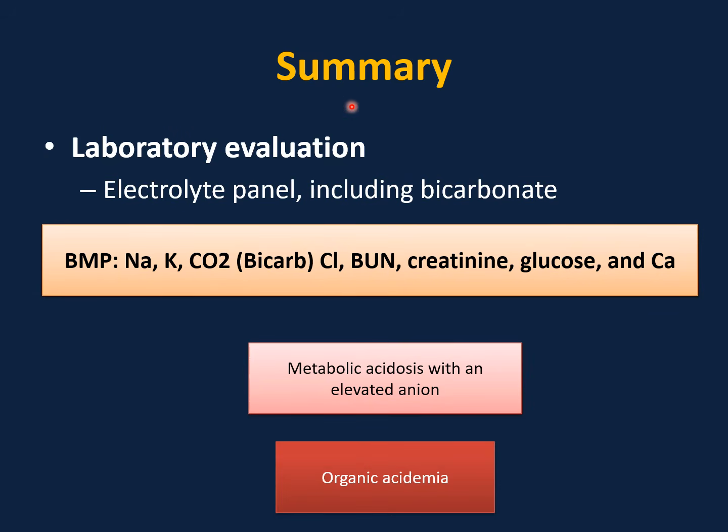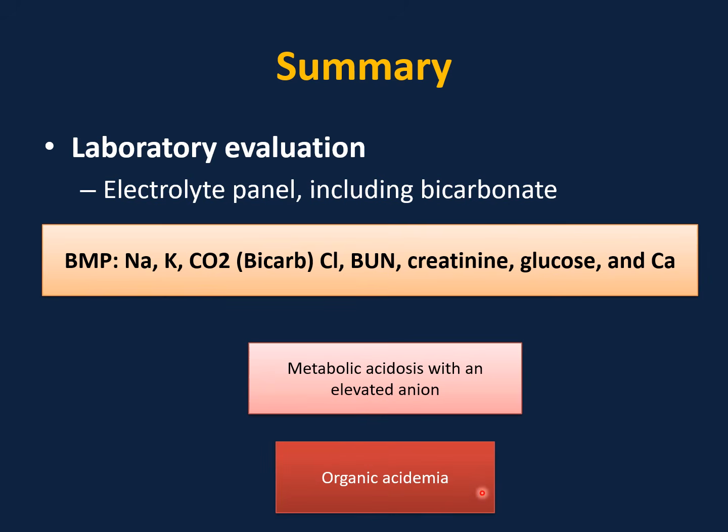The summary of this presentation: when you have a patient presenting with a suspected metabolic disorder, you need to order a basic metabolic panel. Basic metabolic panel will give you a lot of information. It includes sodium, potassium, CO2, which is a reflection of the bicarb, chloride, BUN, creatinine, glucose, and calcium. If you see metabolic acidosis, which will be low CO2 and elevation of anion gap, this will be a key for organic acidemia. The ammonia level can be mildly elevated or severely elevated or even normal.